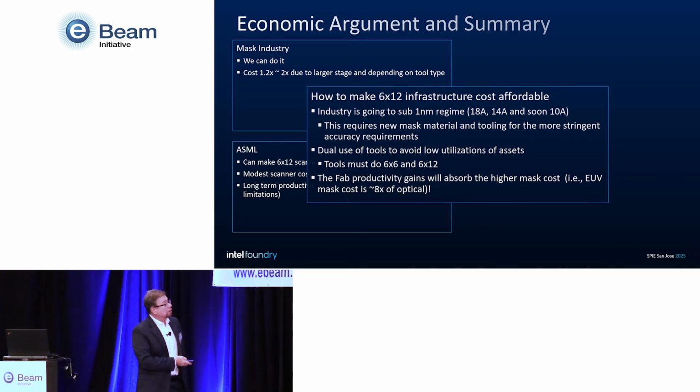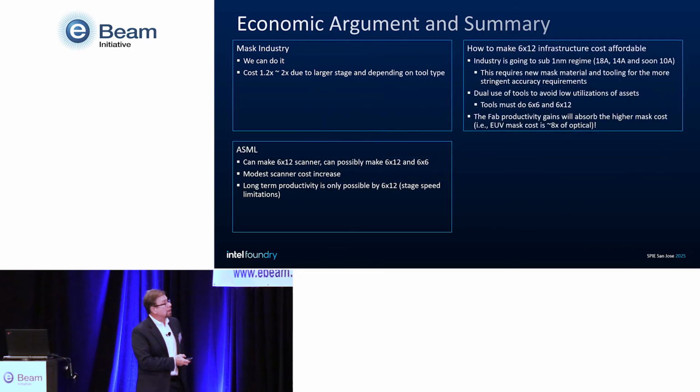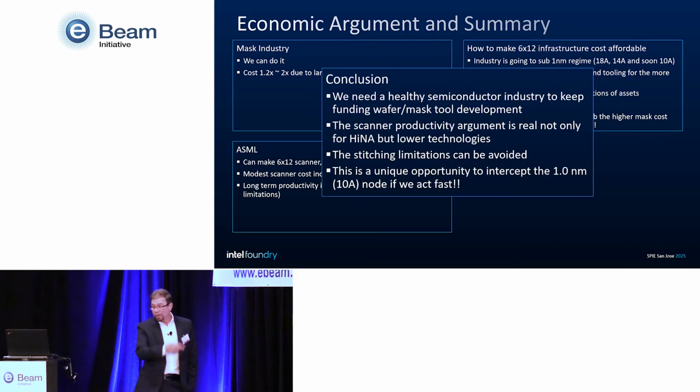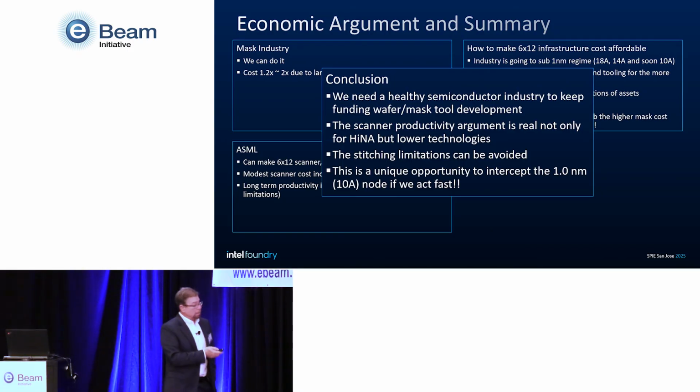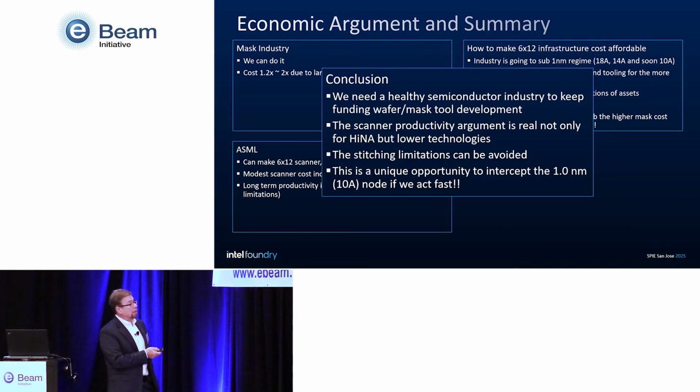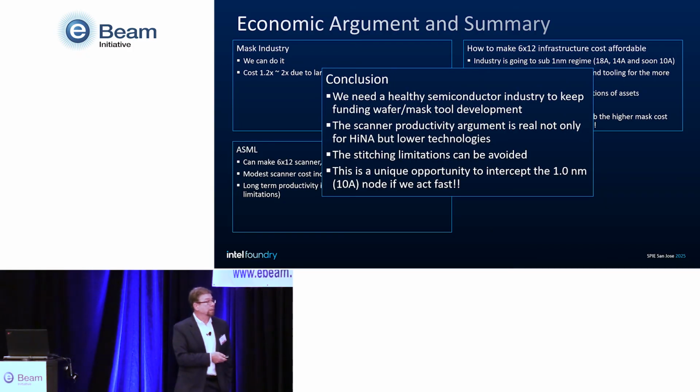All right, so final thoughts. Number one, we need the semiconductor industry healthy. We need people to buy GPUs, CPUs, communication. The more chips we sell, the better our industry is. So we need that wave we're on now to continue. And that will fund the wafer and the mask infrastructure. I think the scanner productivity argument is real, and we should pursue it.